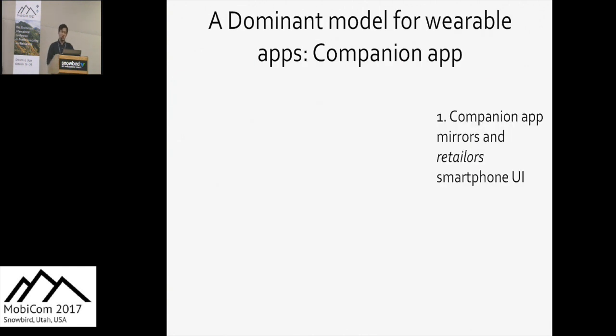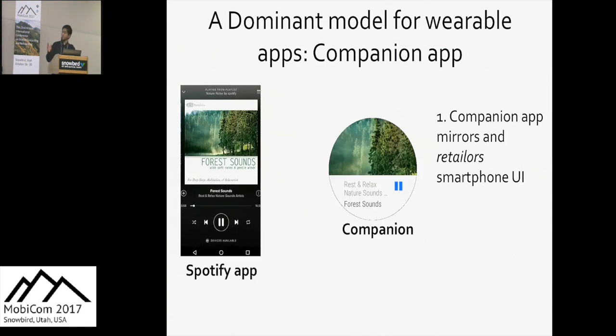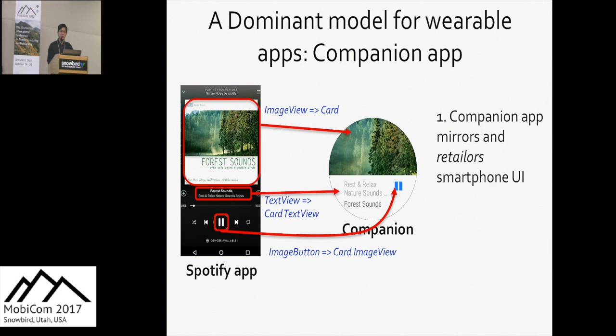So a dominant model for wearable apps is the companion app. There are two features. The first feature of a companion app is that it mirrors and retargets the smartphone UI. Here's an example. This is the Spotify app UI and its corresponding companion app UI. The red boxes are the parts that are going to be mirrored on the smartwatch.